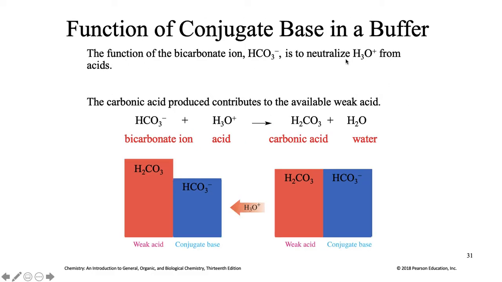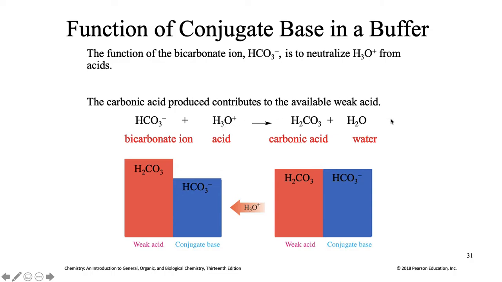Now what happens if I add extra acid in solution? Here are my initial concentrations of my base and my acid. This is my weak acid. This is its conjugate base in that buffer solution. Now what happens if I add H3O+? Well, H3O+ is not going to react with my acid because these are both acids. But it is going to react with its conjugate base. I have an acid, and it's going to react with a base.